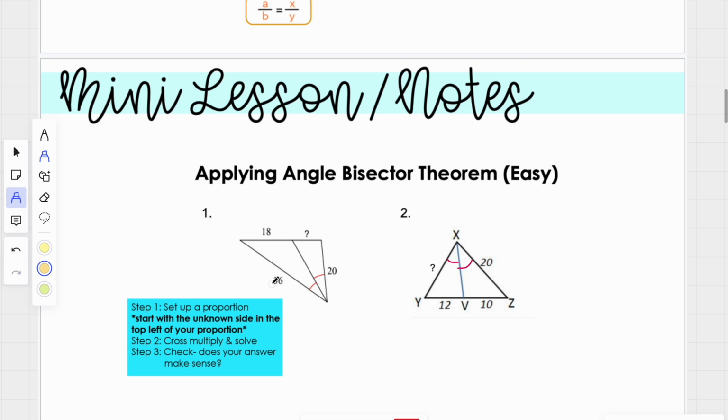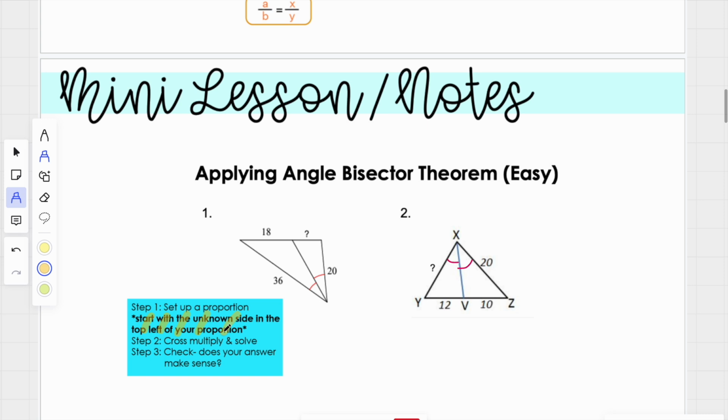In order to solve for missing sides in a triangle using this theorem, these are the steps. You're going to start by setting up a proportion. Next, you're going to cross multiply and solve for the missing piece, the variable. Next, you're going to double check and make sure that your answer makes sense. Now this says start with the unknown side in the top left of the proportion. I'm going to cross that out because I don't think that that's always going to apply. And I'll show you what I mean by that in a second.